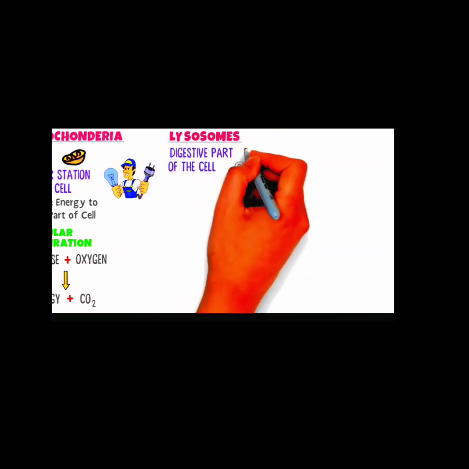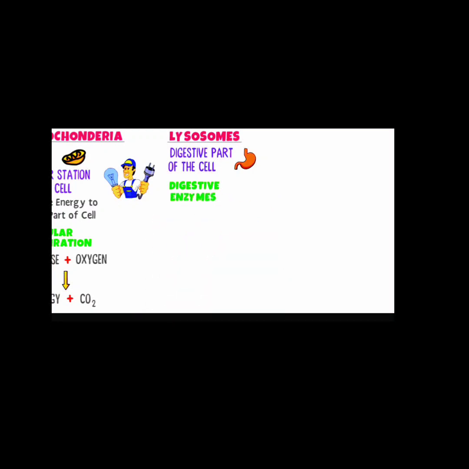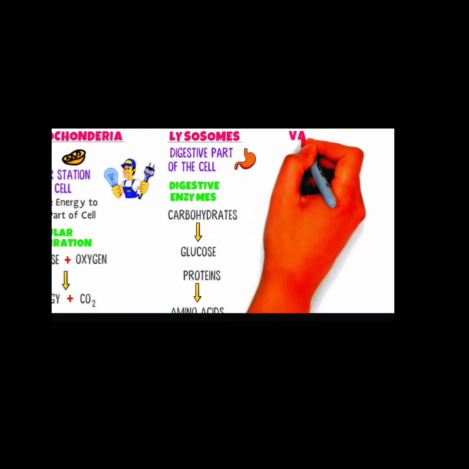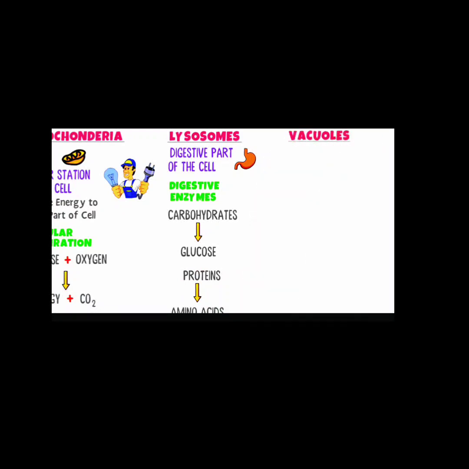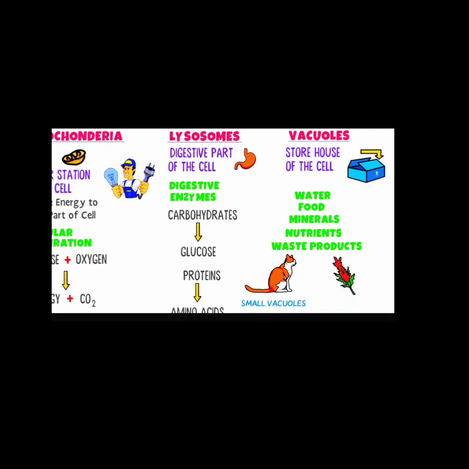Now, what is lysosome? The lysosome is an organelle which is known as the digestive part of the cell. It contains digestive enzymes. Here food is broken down. For example, carbohydrates are converted to glucose and protein is converted into amino acids. And finally, what is vacuole? The vacuoles are also known as the storehouse of the cell because they store water, food, minerals, nutrients, and waste products. Size of vacuole may vary in different organisms. For example, the animal cell has many smaller vacuoles and the plant cell has a large central vacuole. Now, animal and plant cells will be watched in the next lecture. Thank you.